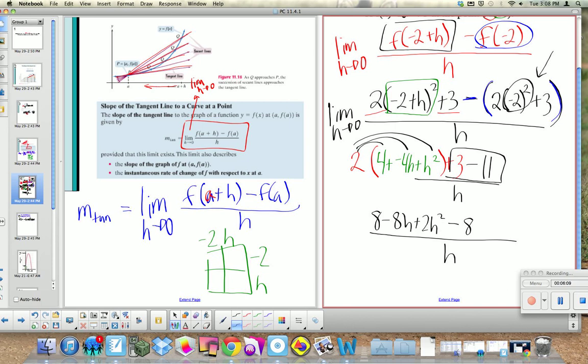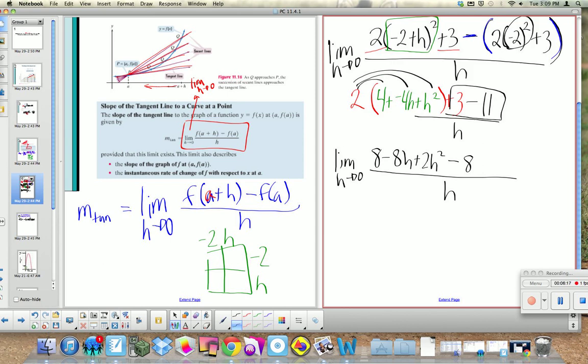And we're still taking the limit as h approaches 0. And continuing to simplify just like we did in class, let's see, these 8's cancel out. We get negative 8h plus 2h squared all over h. And we're still taking the limit as h approaches 0. Now is the point where I simplify. I can divide each of these by h, and I get negative 8 plus 2h, and I'm still taking the limit as h approaches 0. Now I'm ready to plug in 0. I'm plugging in 0 for h.